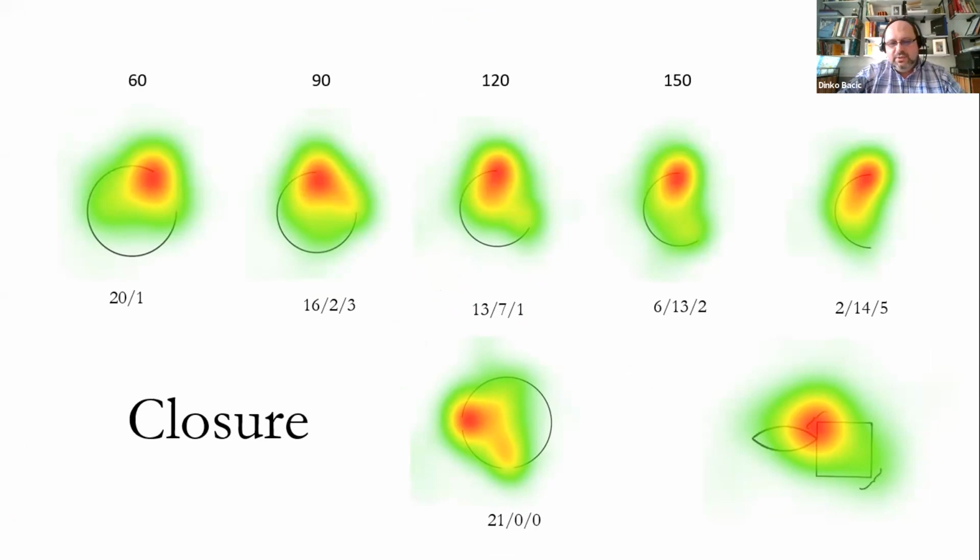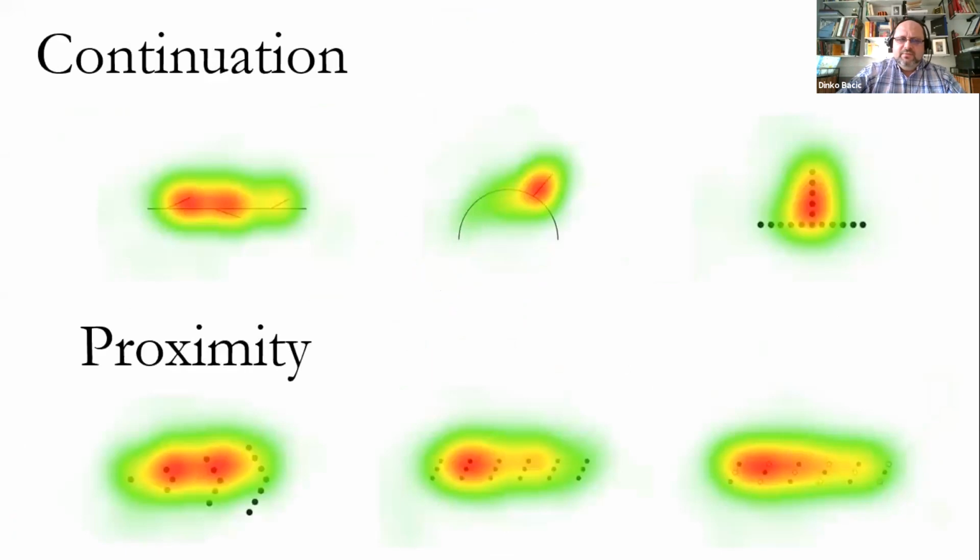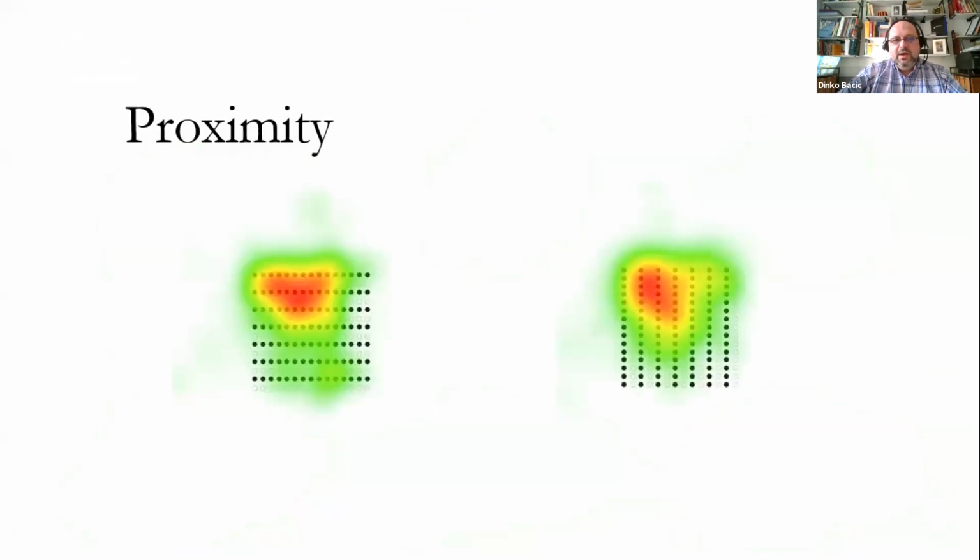This is an example of using Gestalt laws in visualization. I also tested continuation, proximity, right? So dots that are closer to each other, people will group together. That's what you use in data visualization as well. See these dots that are horizontal, they're closer to each other. It forces people to look horizontally. When the dots are closer to each other vertically, it forces people to look vertically, okay?